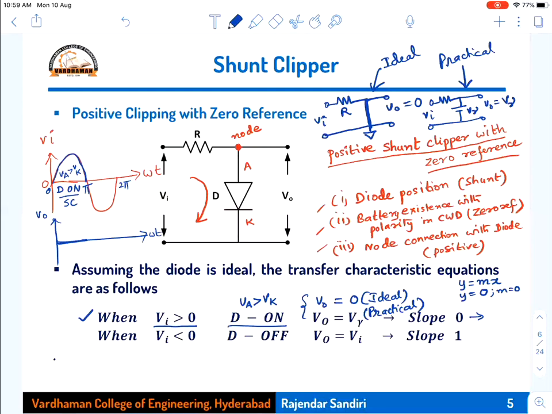Now next, for the negative cycle, what happens here? VA is less than VK. The anode voltage is less than the cathode voltage. Under that case, what happens? The diode is off. The diode is off, nothing but what? The diode is off means your diode should be removed and it is made an open circuit. Simply there exists a resistance between the input and output, that's all.